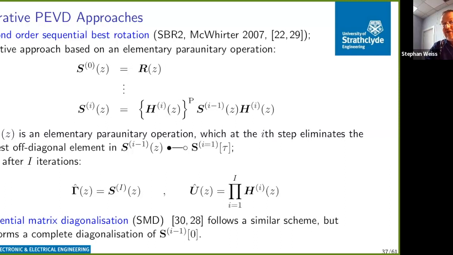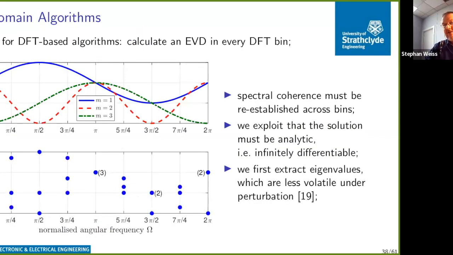So I'd like to now focus on a new type of algorithm that's operating in the DFT domain, and that's basically capable of retrieving the analytic eigenvalue decomposition. So imagine that you have, for example, a system with 3 eigenvalues. The whole benefit of these polynomial matrix approaches is that we essentially operate in the time domain and we preserve spectral coherence. By now working in DFT bins, we can perform a simple EVD in every frequency bin, but we lose the coherence between these different frequency bins.